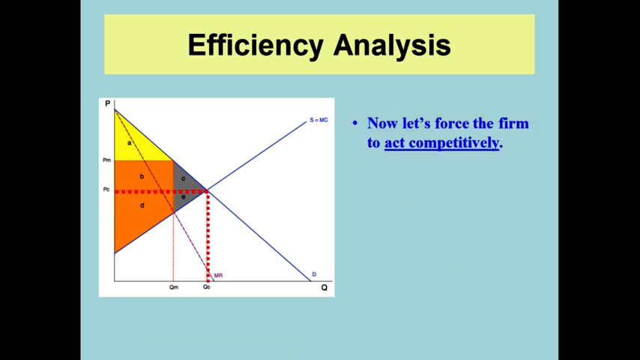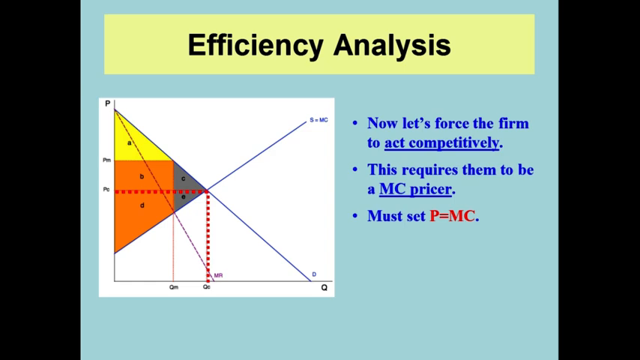Now, let's force the firm to act competitively. We did this in class. When we say we're going to force the firm to act competitively, what we mean by that is we're going to require them to be a marginal cost pricer, right? Because competitive firms are marginal cost pricers. So if we require them to be a marginal cost pricer, then they must set their price at marginal cost. They have to set their price at marginal cost.